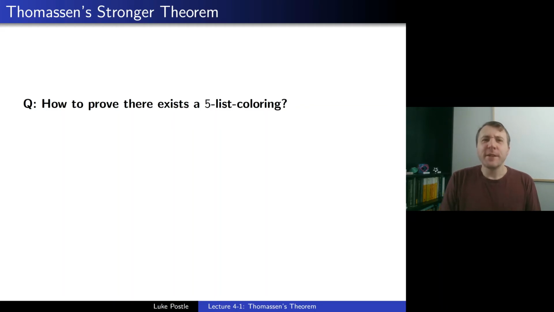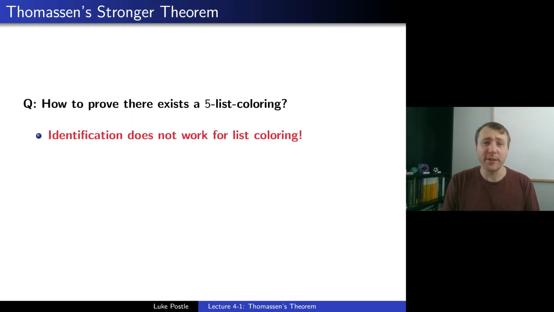But for planar graphs, if you know about the 4-color theorem, or the 5-color theorem even, you would think the 5-color theorem is easy. There are different proofs that planar graphs are 5-colorable, but one of them is via identification. So maybe you do a little discharging, you identify some neighbors of a vertex. And identification just does not work for list coloring, unfortunately, because the two vertices may have different lists.